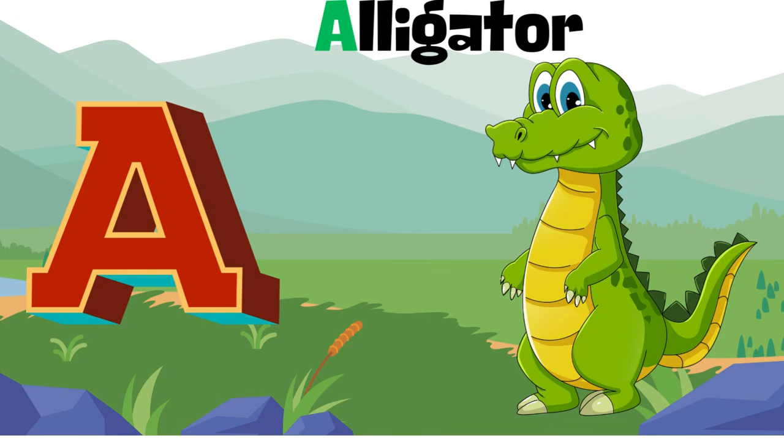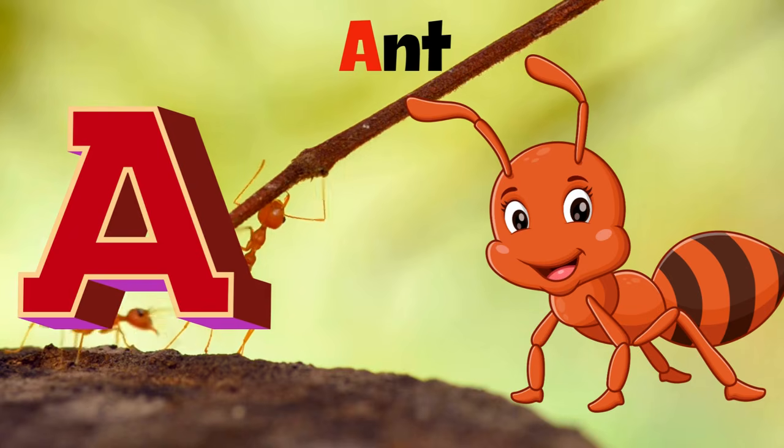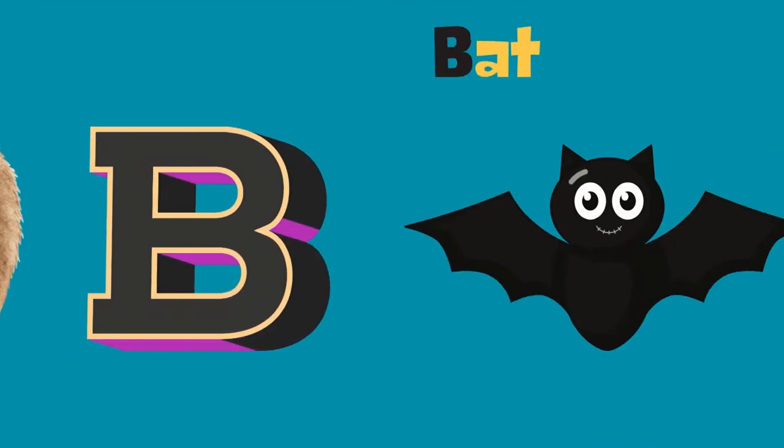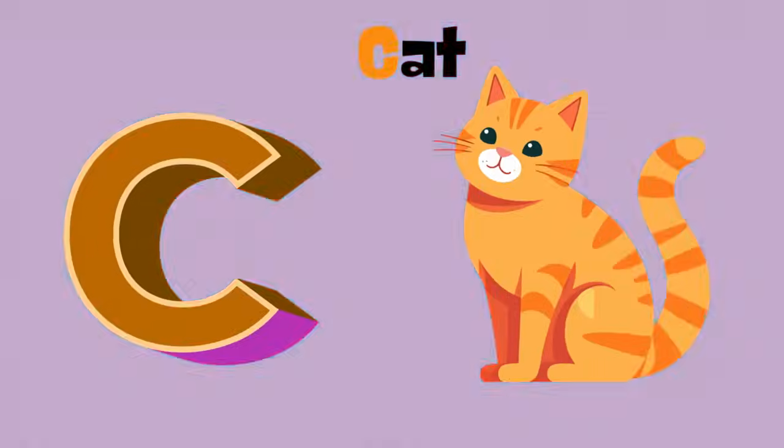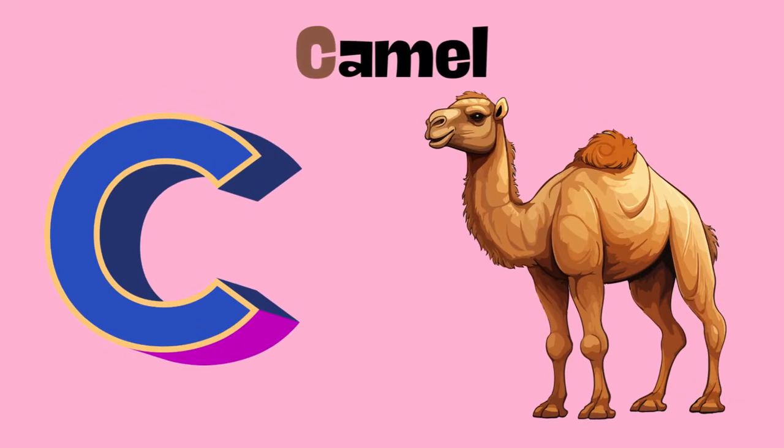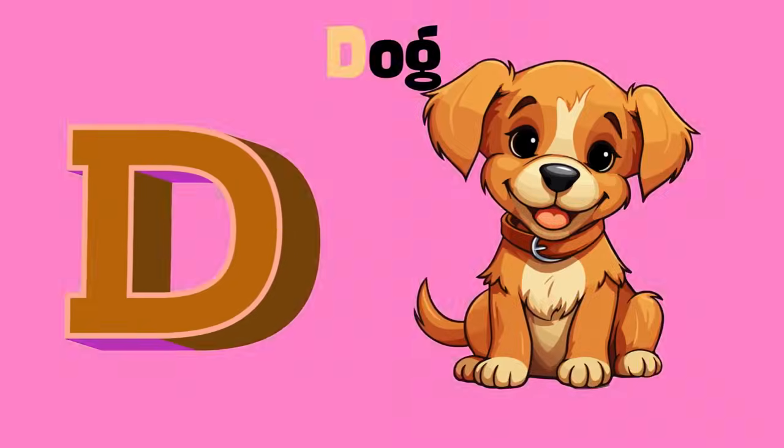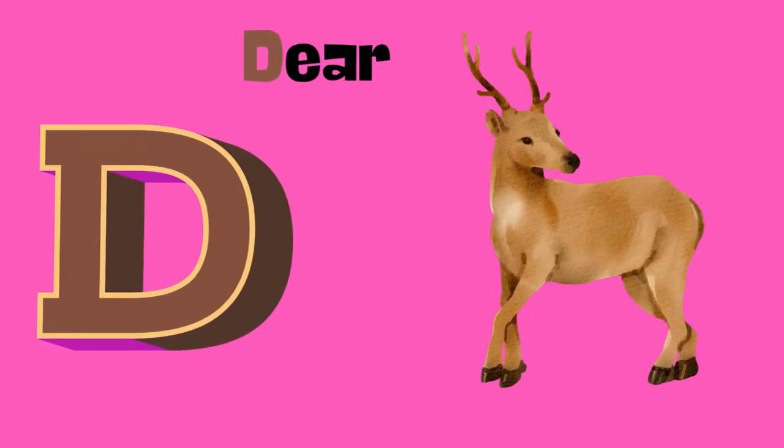A for alligator, A for ant. B for bear, B for bat. C for cat, C for camel. D for dog, D for deer, D for duck.